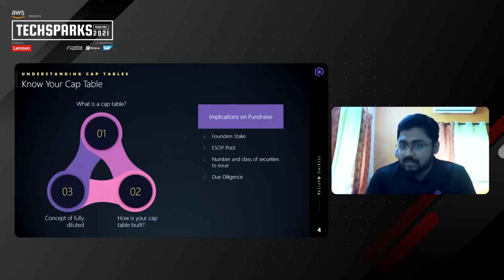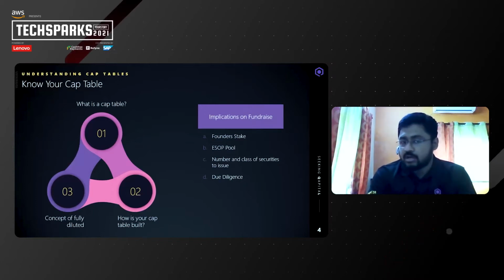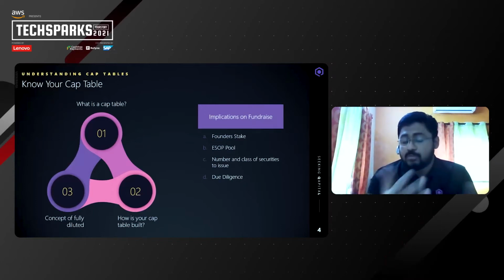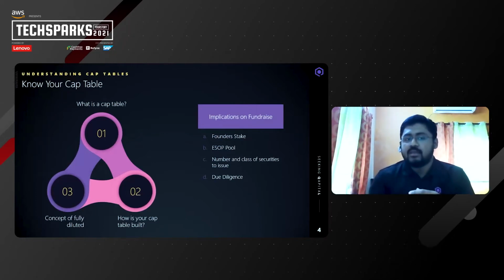Your cap table is built from the time of inception over a series of transactions which impact ownership. So it could be your personal investment, raising, let's say, a friends and family round, across, let's say, a seed round, angel round, Series A, Series B, to probably where the company is at this point of time. So it's a series of transactions which go into creating a certain cap table today, which lists out which shareholder holds how many shares and how much stake in the company.